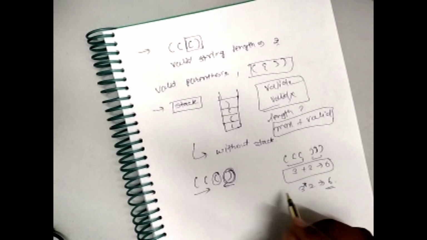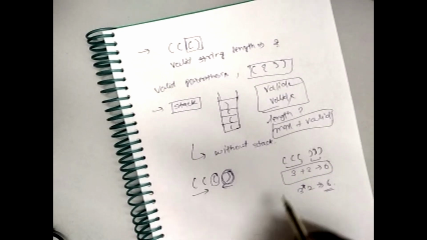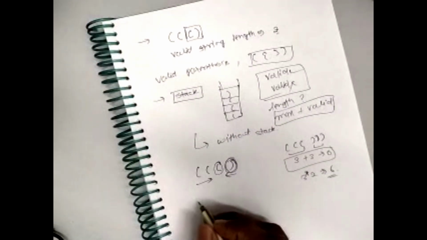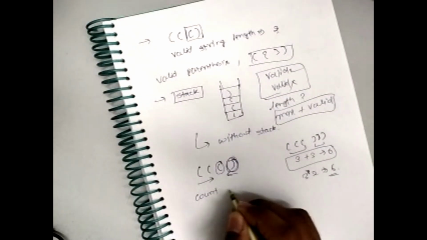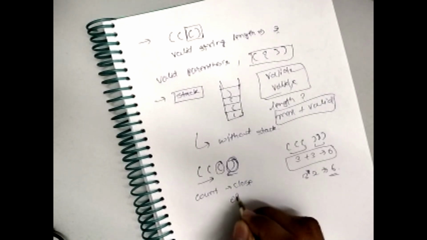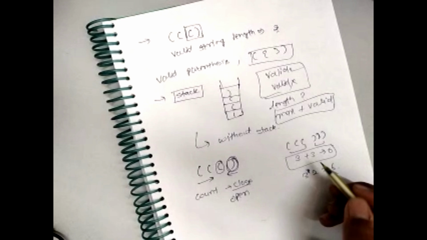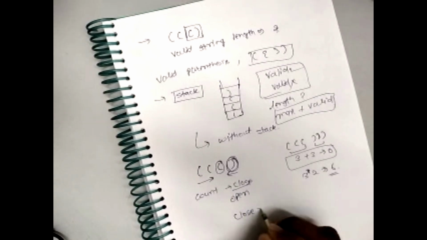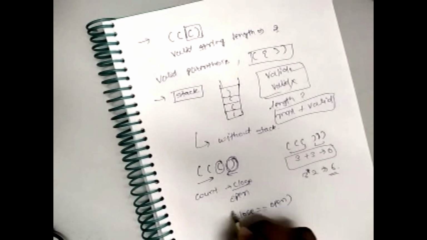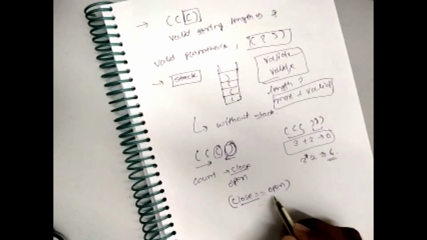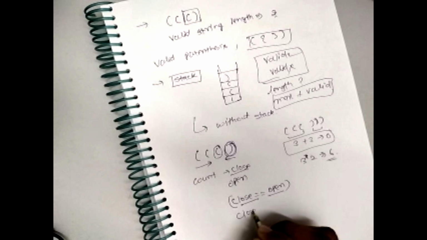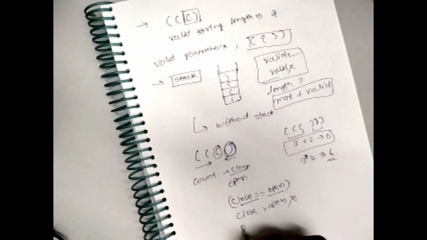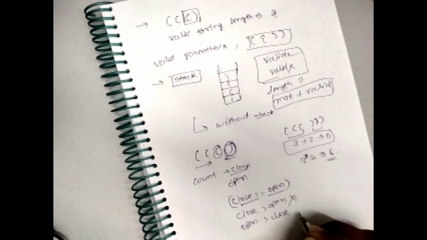So we have to think in this manner: first we have to count the close and open brackets. If we find that the close brackets are equal to the open brackets in count, then you can say that this is a valid string. Else we can't say. If close is greater than open, then we can't say, and if open is greater than close, then we also can't say.